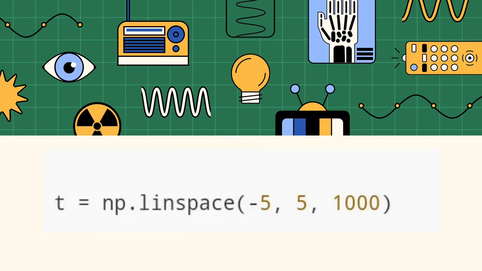Next, the time axis is created. These lines generate 1000 equally spaced time values from -5 seconds to +5 seconds. This time vector represents a continuous time signal that is sampled finely enough to approximate continuity.